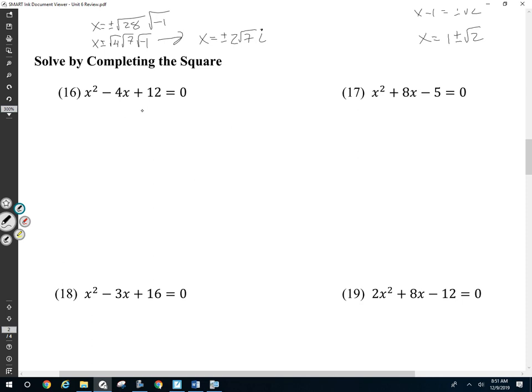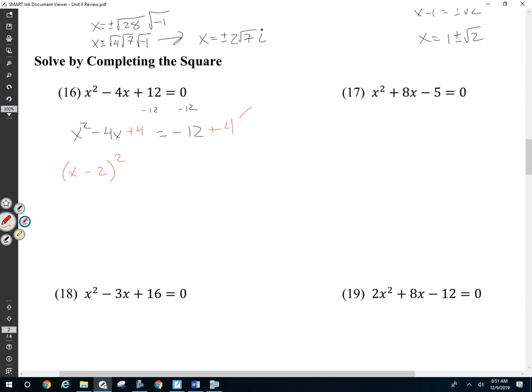This is how we complete the square. We start by getting rid of our number. The next step is to add to both sides a number that would make this a perfect square. I know that if I take x minus 2 and square it, I would get x squared minus 4x. But then I'd have a plus 4. That means I need to add 4 to both sides to give us a perfect square.